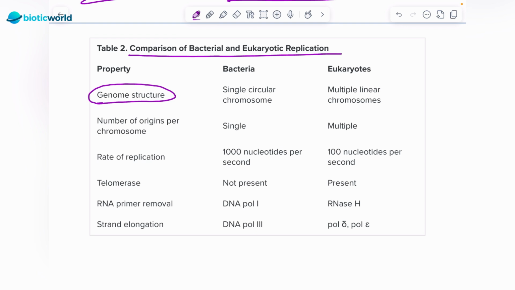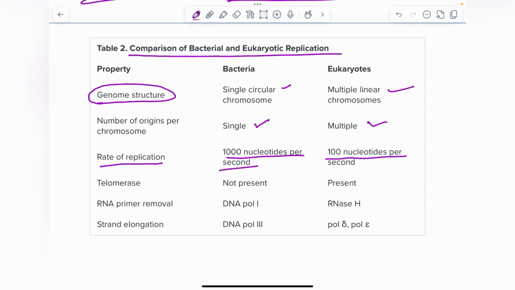Bacteria have a single circular chromosome, whereas eukaryotes have multiple linear chromosomes. For the number of origins per chromosome, bacteria have a single origin per chromosome, and in eukaryotes there are multiple origins of replication in chromosomes. Now here is the rate of replication. In bacteria it is 1000 nucleotides per second, and in eukaryotes it is 100 nucleotides per second.